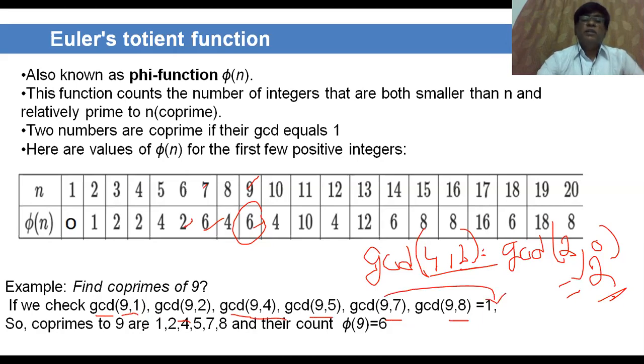The greatest common divisor of 9 and 1, 9 and 2, 9 and 4, 9 and 5, 9 and 7, 9 and 8 are all 1. So the co-primes of 9 are 1, 2, 4, 5, 7, 8. Since there are 6 elements, phi of 9 is equal to 6. So Euler's totient function gives the number of integers that are both smaller than n and co-prime to n.